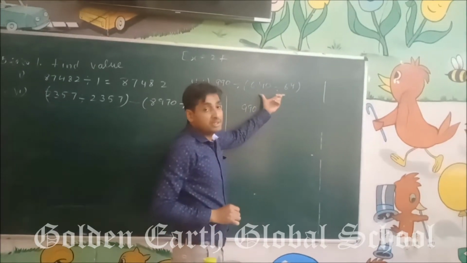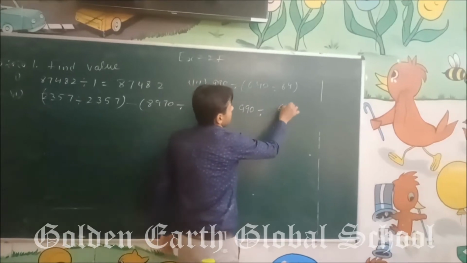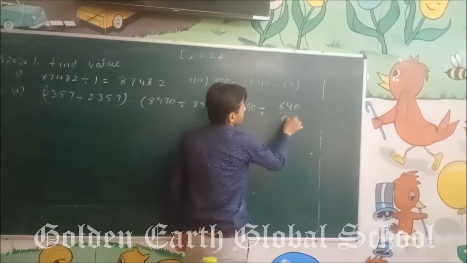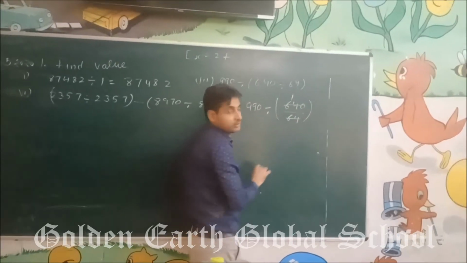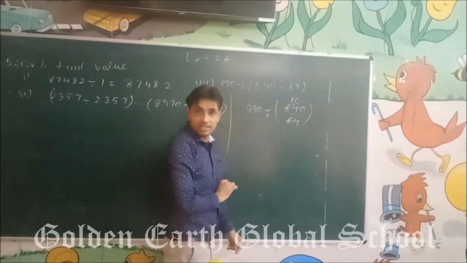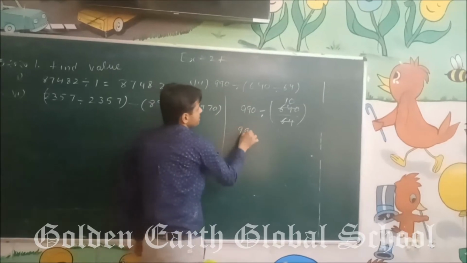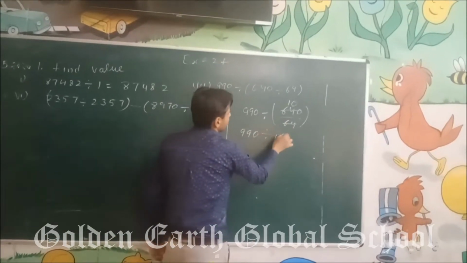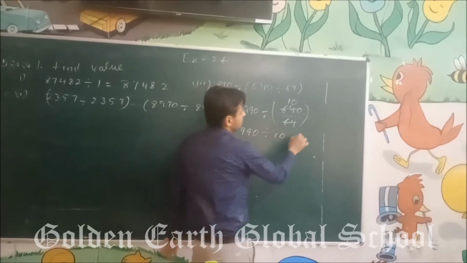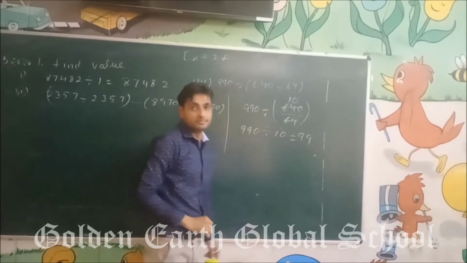Okay, if we divide 640 by 64. 64 ones are 64, and 0 the same. So 990 divided by 10. When we divide by 10, the 0 is cut out. So what is left? 99.